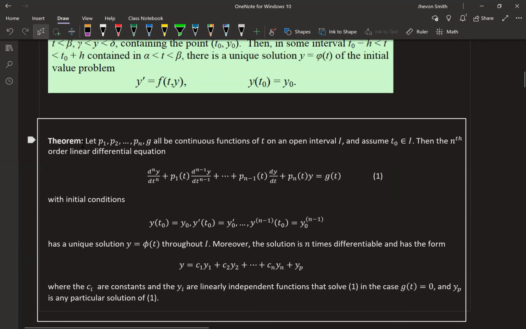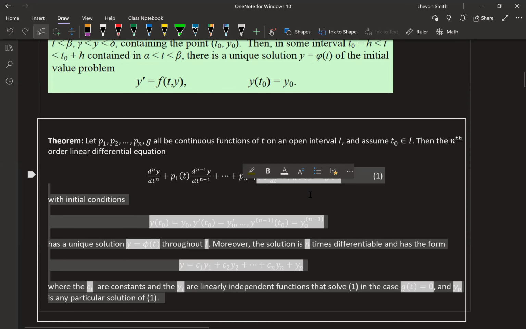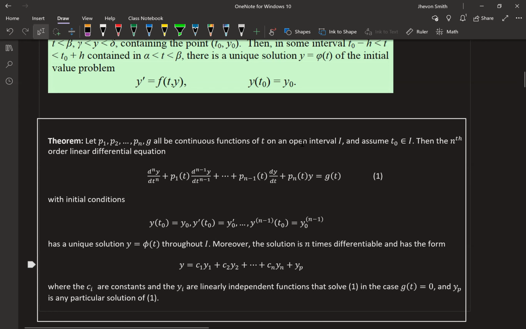It turns out for the nth order case, a similar situation holds. If I have an nth order linear differential equation, y to the nth derivative, blah, blah, blah, going down to g of t, and I'm given a set of initial conditions that are, for all intents and purposes, arbitrary, then if these coefficient functions are continuous on the interval where the initial conditions are given, on some open interval where they are, then there is a unique solution to this differential equation that will fit those initial conditions. So the solution exists and it is unique.